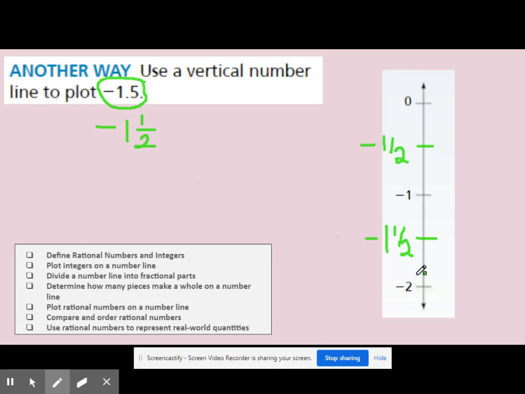Half, 1, 1.5, 2, 2.5, 3, 3.5, 4. But I'm counting negatives, so I want to go to a -1.5, a -1, and then a half. It would be right here.